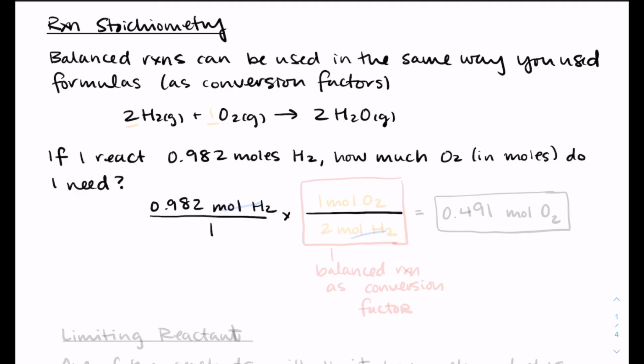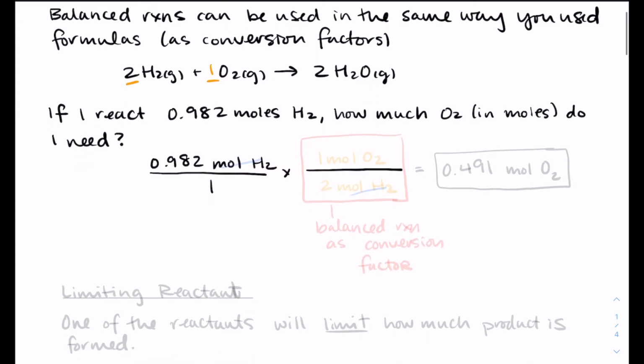It's really asking, how much do I need to perfectly react with this amount of H2? From my balanced reaction and the coefficients with my implied 1 written in, I can see that for every 2 molecules of H2, I need 1 molecule of O2, to phrase it the way we did when we were balancing reactions. That means for every 2 moles of H2, I need 1 mole of O2. And that's our conversion factor.